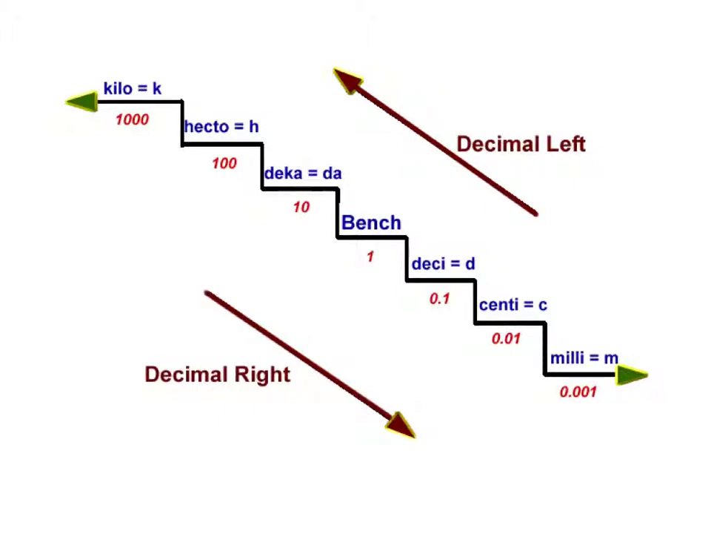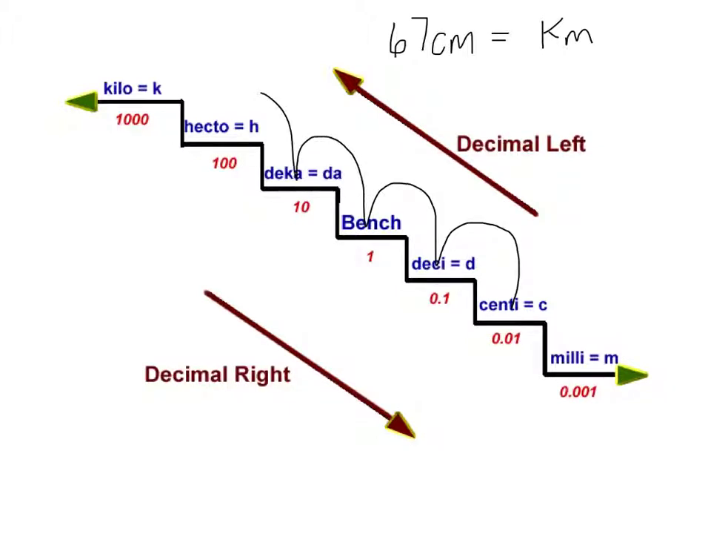If I wanted to do a conversion going the other way, let's say I measured something and it's 67 centimeters, and for whatever reason I want to know how many kilometers that is. So you start here at centi and go into kilometers. I go up 1, 2, 3, 4, 5 steps, and so basically you do the same thing.